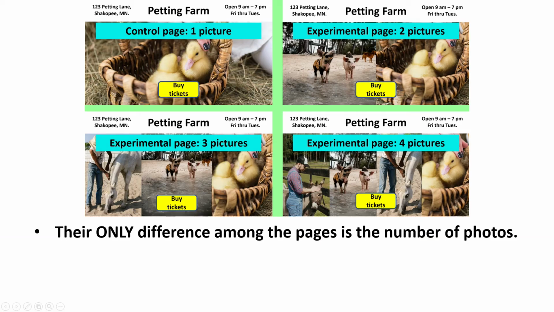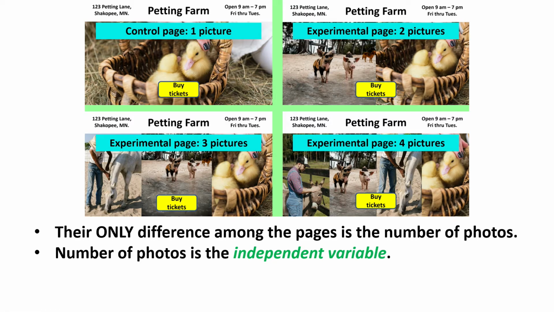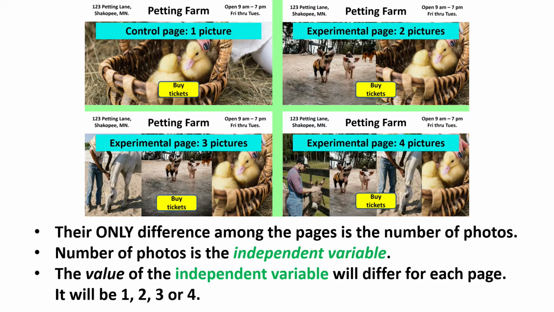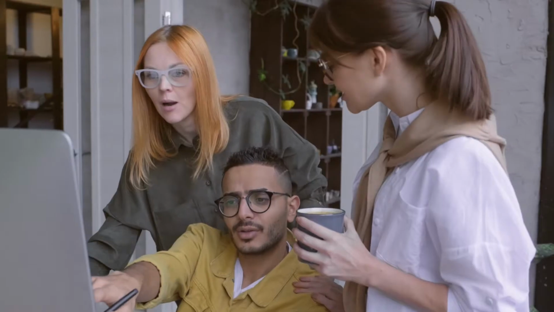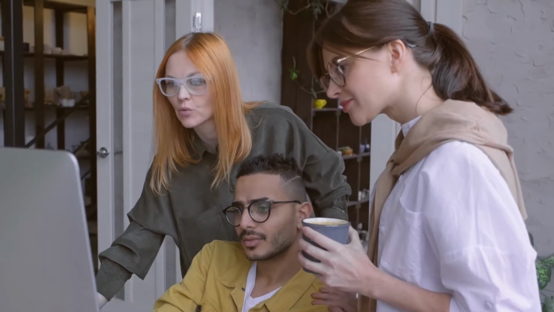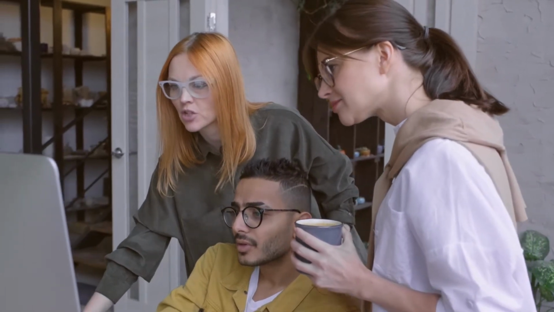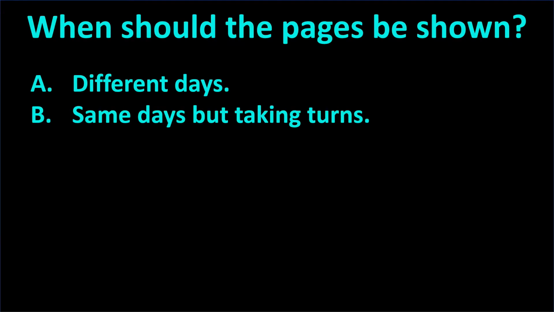For example, the banner with text and the Buy Tickets button are identical. The number of photos is the independent variable. The value of that independent variable will differ for each page from 1 to 4. Next, our website designer asks us when we would like to have the pages displayed. These are the options: on different days or all on the same day, but taking turns throughout the day.